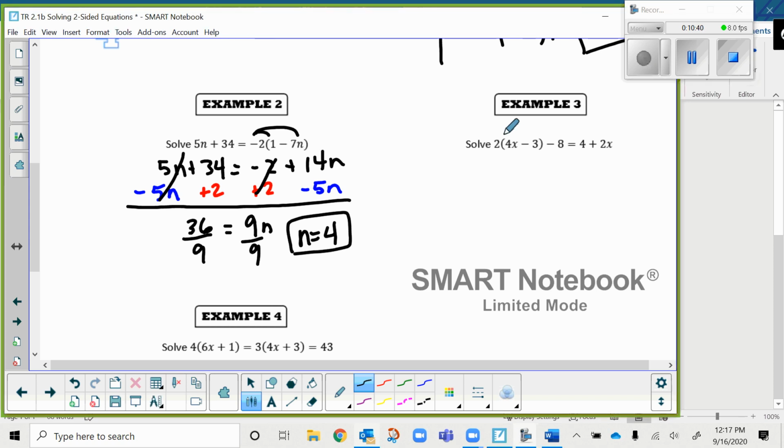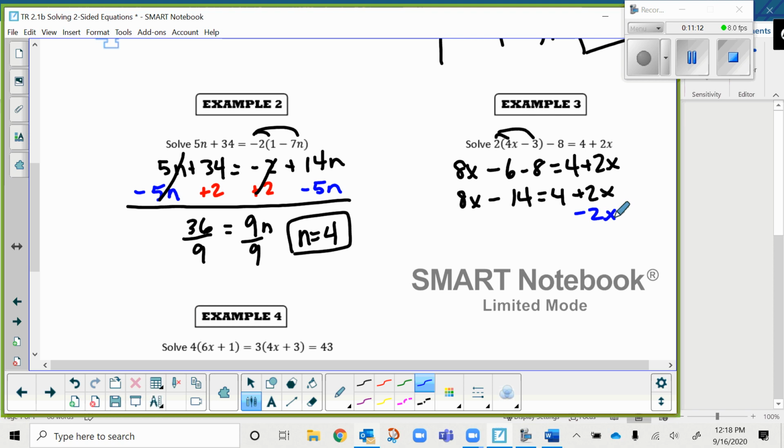You start by distributing: 8x minus 6 minus 8 equals 4 plus 2x. In this problem, we have the 6 and 8 that will combine. So 8x minus 14 equals 4 plus 2x. I'm going to move the x's over to the left, which means on the right, I need to subtract 2x. And that means on the left, I need to add 14.